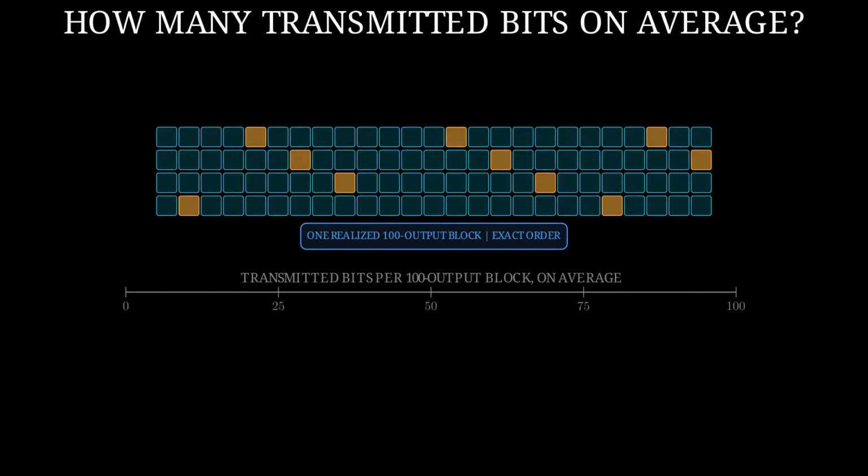Now the source produces 100 outputs. Can an exact code represent this block using fewer than 100 transmitted bits on average? Place your estimate on the ruler.